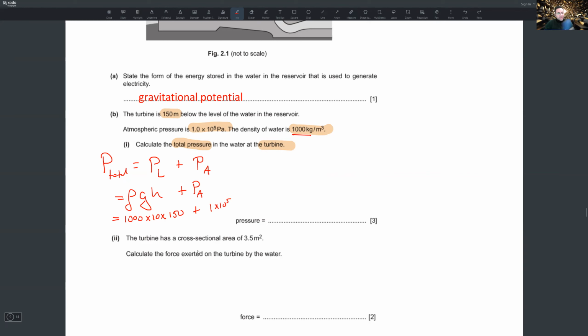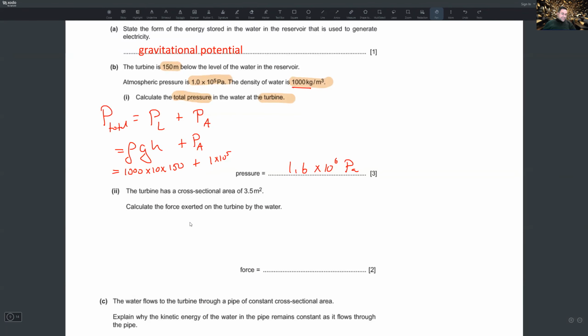حط الأرقام دي كلها على الكالكليتر يلا. Bracket بقى 1000 times 10 times 150 plus 1 times 10 power 5 يطلع رقم طويل قوي برضو. So standard form if you may, 1.6 times 10 to the power of 6 باسكال. أو طبعا لو مش standard form 1,600,000. Okay, so 1.6 million basically.